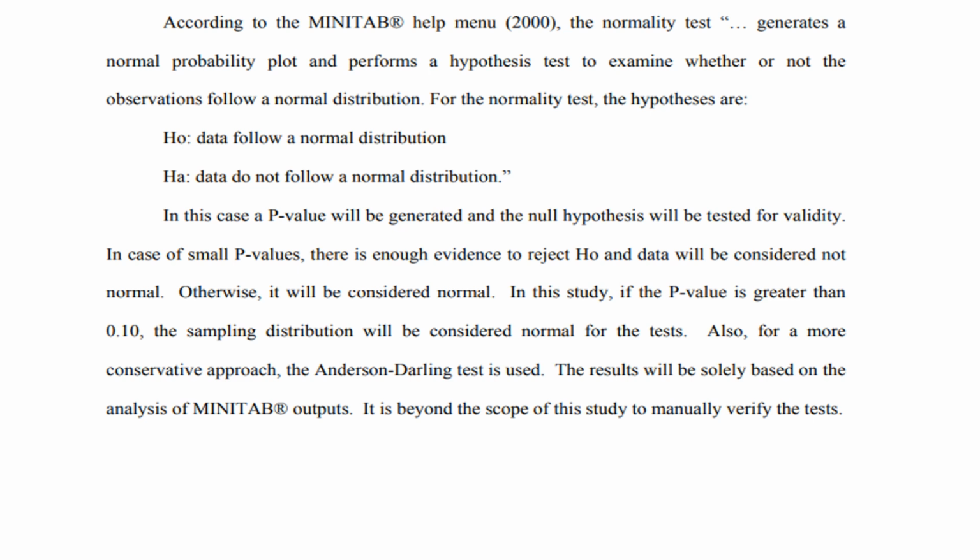In this study, if the p-value is greater than 0.10, the sampling distribution will be considered normal for the test. Also, for a more conservative approach, the Anderson-Darling test is used. The results will be solely based on the analysis of Minitab outputs. It is beyond the scope of the study to manually verify the test.